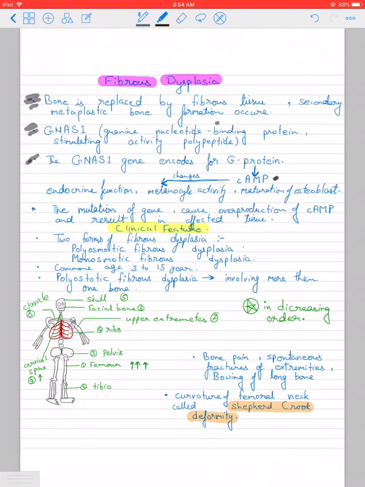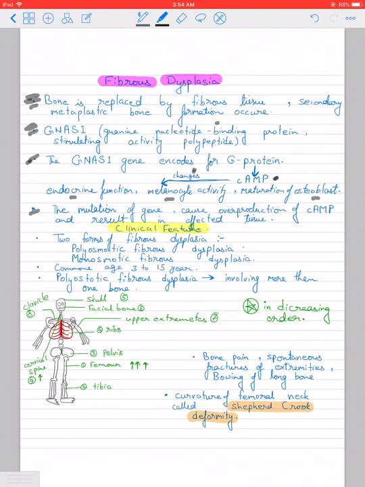Due to the greater production of cyclic AMP, it changes the normal function of these three things: endocrine, melanocyte and osteoblast. So the endocrine, melanocyte and osteoblast activities have been changed, due to which the disease occurs, and the disease is fibrous dysplasia. As written, the mutation of the gene causes overproduction of cyclic AMP and results in defective tissue, these three tissues: endocrine, melanocyte and osteoblast.